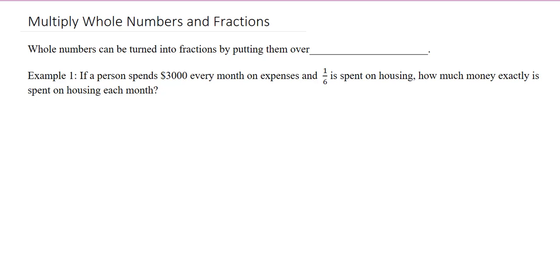Multiply whole numbers and fractions. Whole numbers can be turned into fractions by putting them over 1. So let's look at the first example.